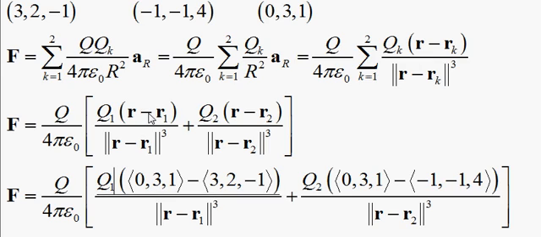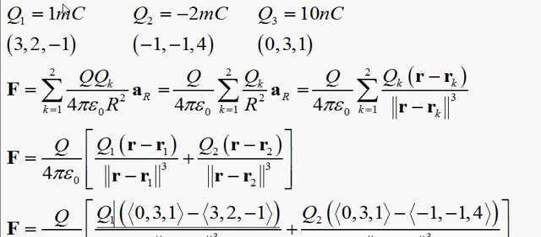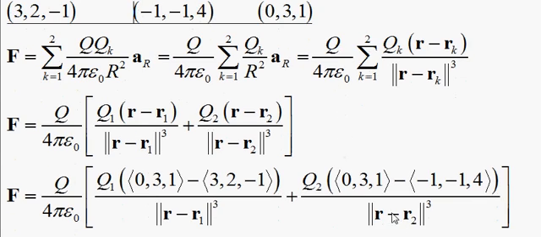Q1 is 1 microcoulomb, or not microcoulomb. I think I said these are millicoulombs, not microcoulombs. I wrote down millicoulombs, but I said microcoulombs, and the astute viewer would immediately say, hey, where's the M? Because everyone knows micro looks more like this, and you'd be right. So we're talking about millicoulombs here, not microcoulombs. Sorry about that.